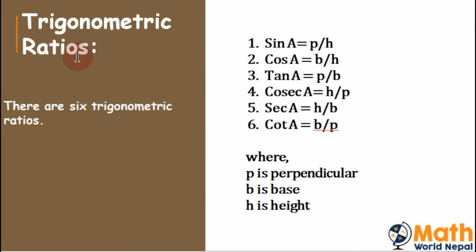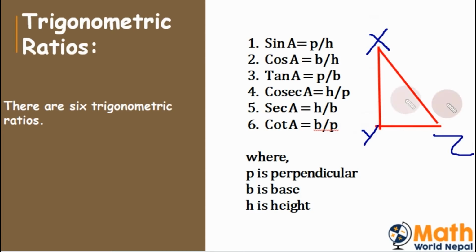Trigonometric ratios. So what are trigonometric ratios? Trigonometric ratios are the ratios between edges of a right angled triangle. Now let us draw a right angled triangle and name it XYZ. The triangle is right angled at Y and A is its angle of reference. So the side XY is perpendicular, YZ is base, and XZ is hypotenuse. Now the relationship between perpendicular and base, or base and hypotenuse, or hypotenuse and perpendicular, are called trigonometric ratios.